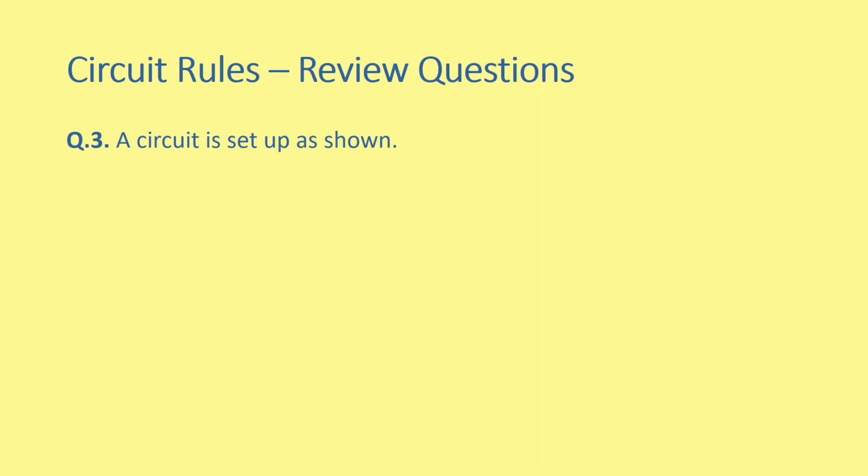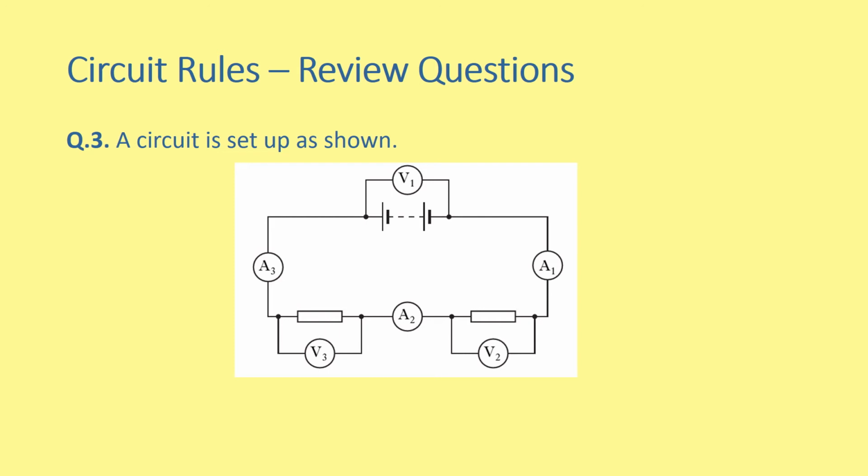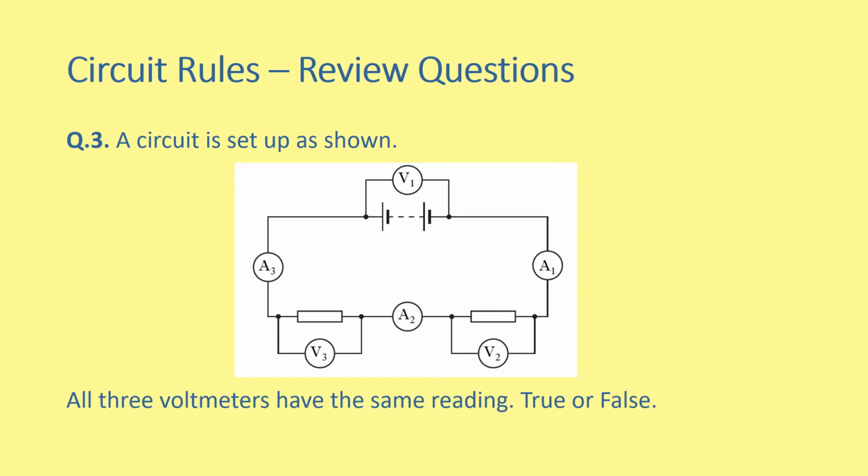Question 3. A circuit is set up as shown. Here we can see a series circuit. All 3 voltmeters have the same reading. Is this true or false? Well, the rule within a series circuit is Vs is equal to V1 plus V2, and so forth. Voltages in a series circuit add up to the supply. So it's impossible for all 3 voltmeters to have the same reading, because V1, measuring the voltage supply, is always going to be bigger than V2 and V3, because in this example, V1 is equal to V2 plus V3.